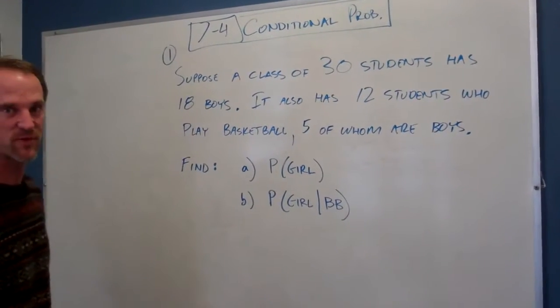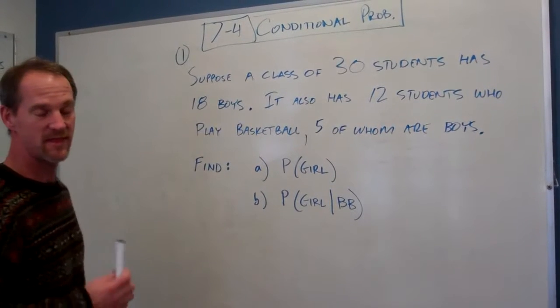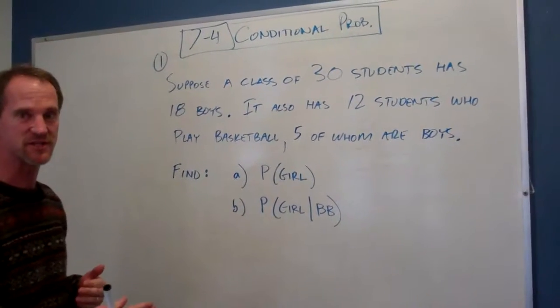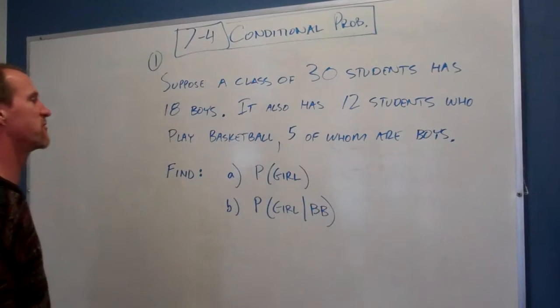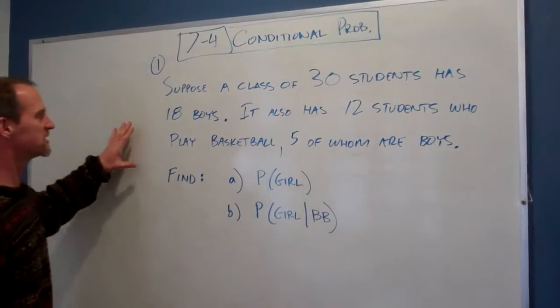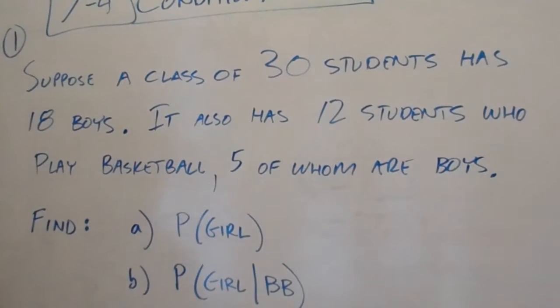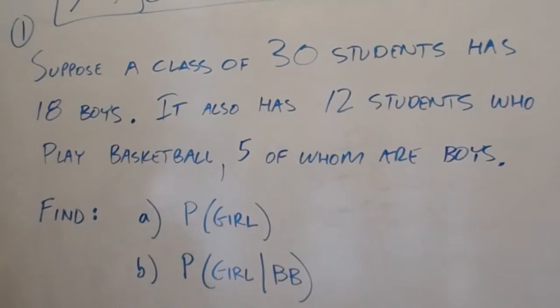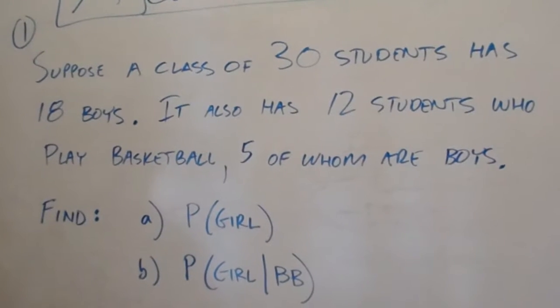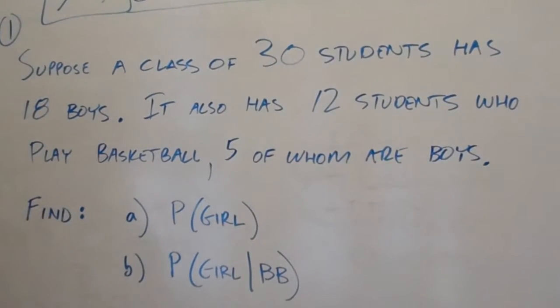It's conditional probability. This is when the probability of an event changes when something happens before it. Here's a typical example, something like what you might see in a homework problem. Suppose you've got a class of 30 students, with 18 boys in the class. It also has 12 students that play basketball, and 5 of them are boys.